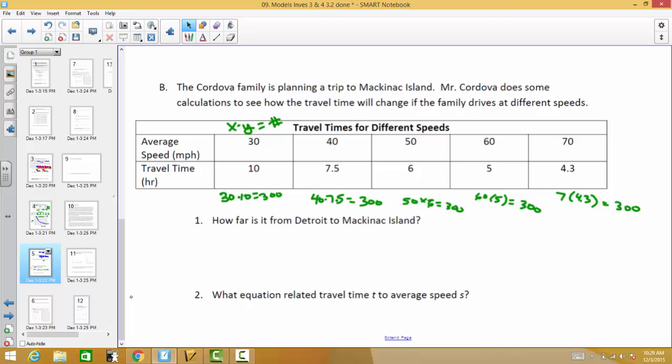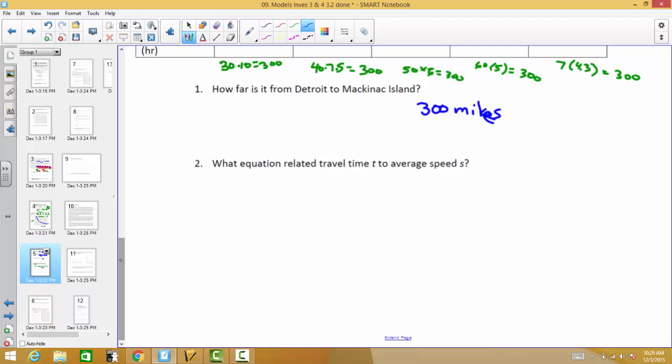So how far is it from Detroit to Mackinac? It is 300 miles. So that's your K, that's your constant of variation. That's what every number is going to always multiply to give you. And so the equation would be speed is equal to 300 divided by time.